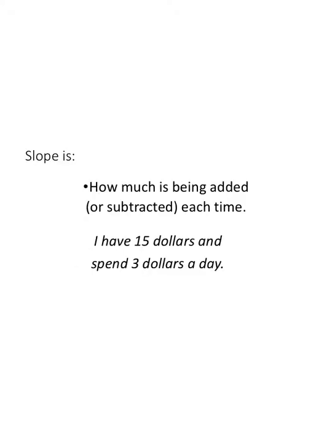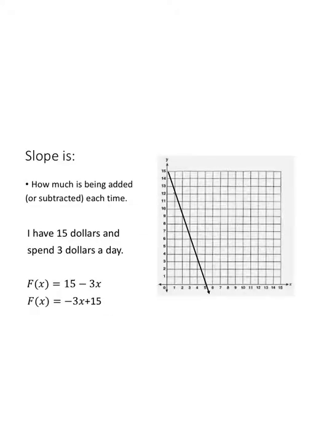Slope is how much is being added or growing each time, and we can think about it in terms of word situations as well. So we have $15, but I'm dropping $3 a day. So my slope there is going to be -3 because I'm losing $3 a day. And if we're writing it in an equation, you could either write it as my original amount is $15 and I'm subtracting 3 for every day.